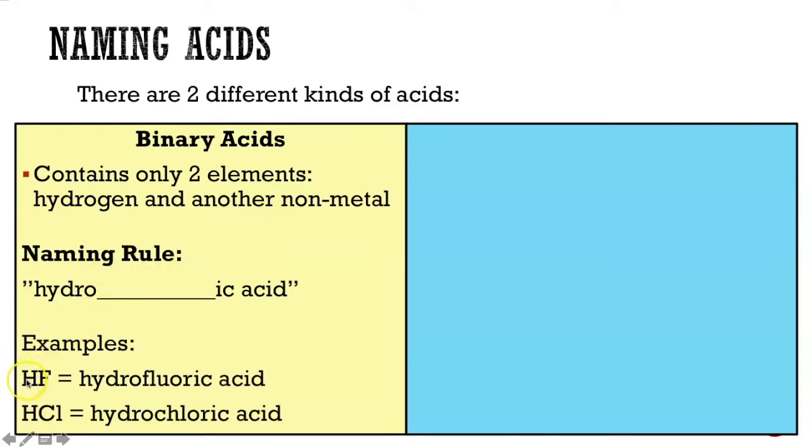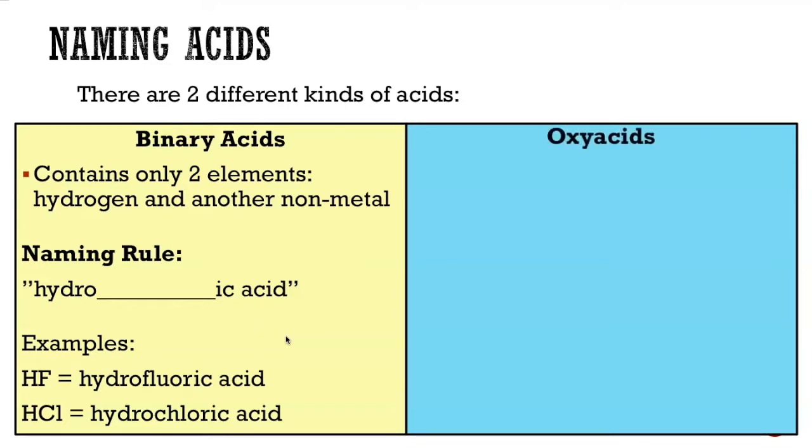If I see HF, first of all, I know that's a binary acid because there are only two elements, hydrogen and fluorine. So HF I would call hydrofluoric acid. That hydro is what we start with, we fill in the blank with whatever the other element is, we add ic and then acid. So hydrofluoric acid. If I have HCl, that would be hydrochloric acid. So that's the naming rule for binary acids.